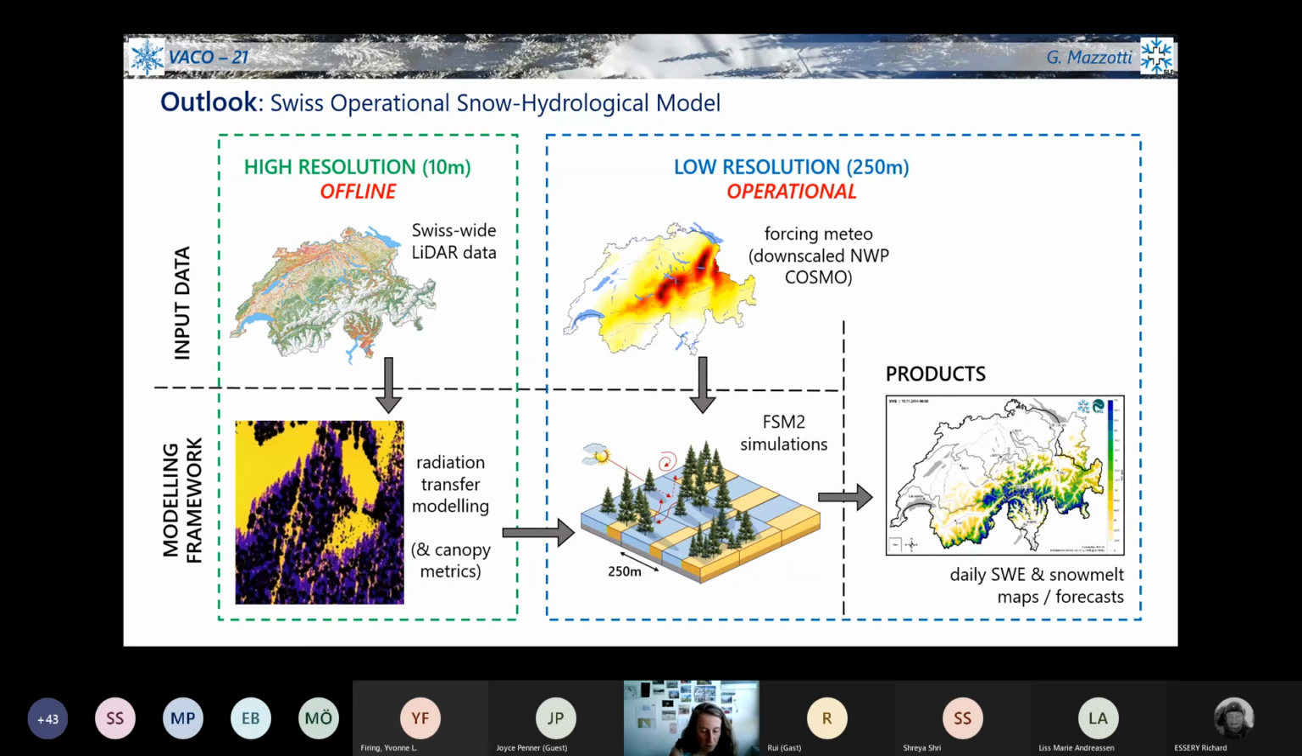And so this is an example of a hydrological application, but enhanced modeling capabilities are certainly beneficial in other fields as well.